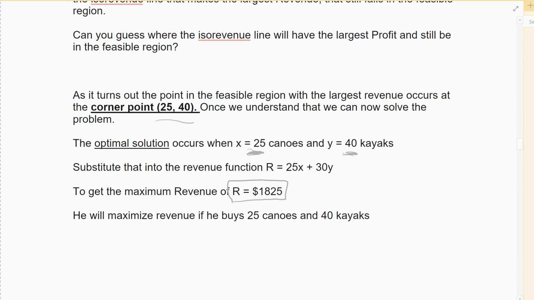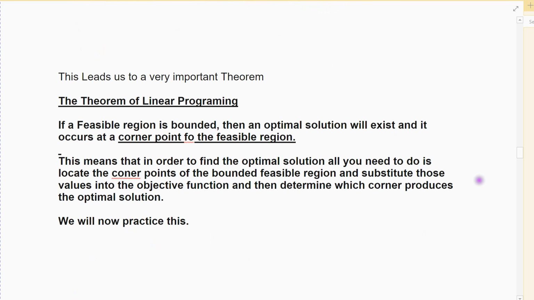He can't have any more than that. And so that's the single biggest revenue possible. He cannot get a revenue, based on his budget and the number of canoes and kayaks he can have, bigger than this. Right? 1825 if he has 25 canoes and 40 kayaks. All right. So that was sort of the theory behind what we're going to do. We're going to get to this theorem, which is what we're going to practice in the next set of videos.